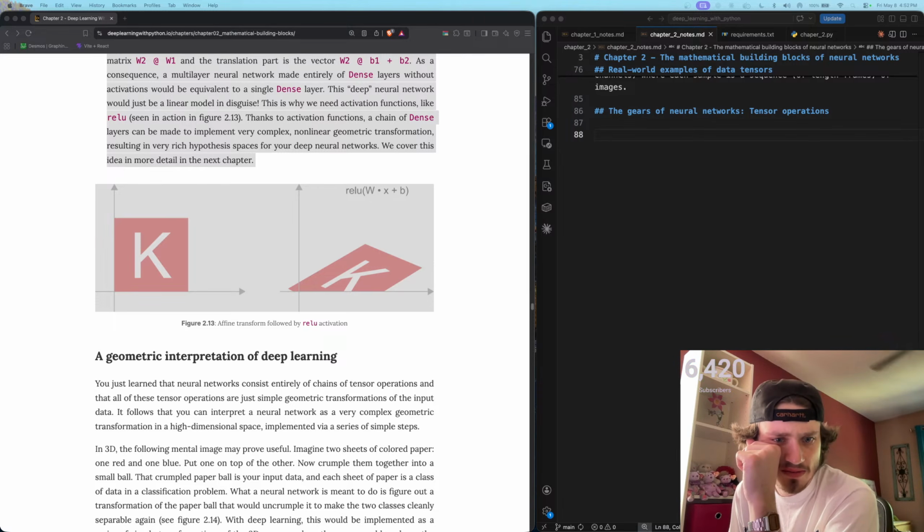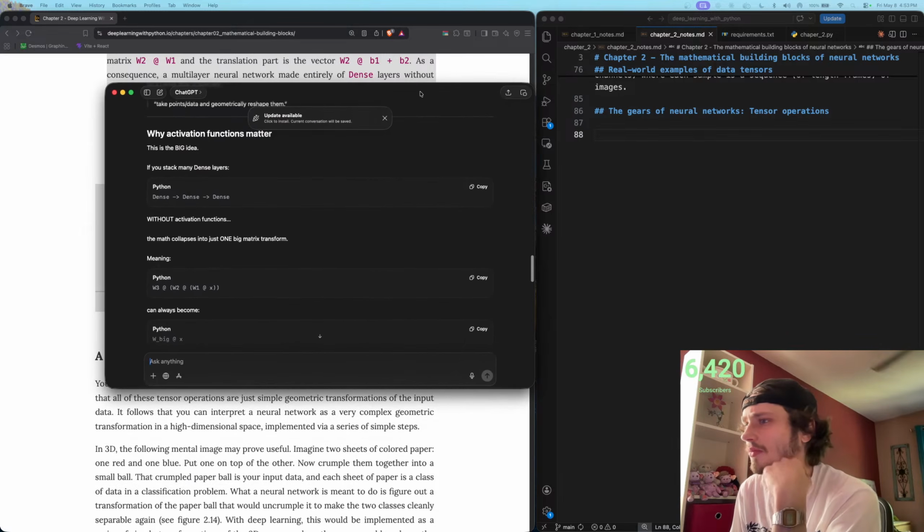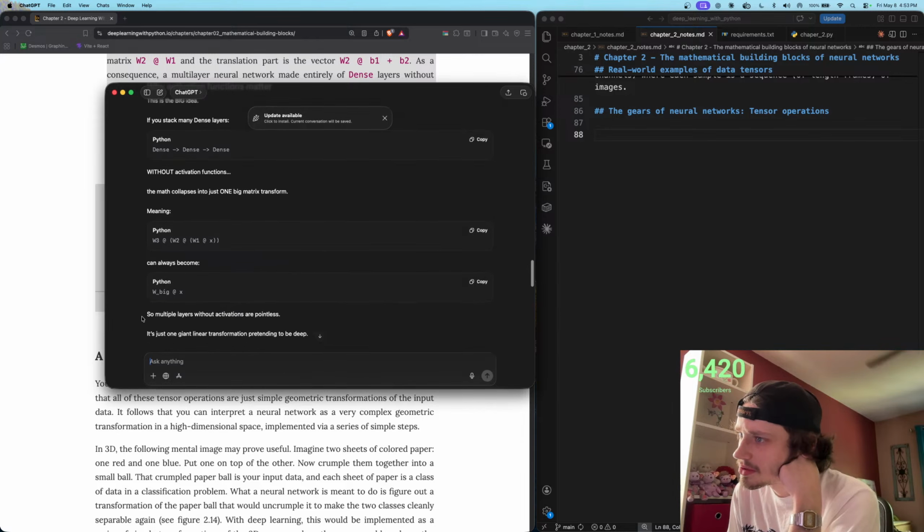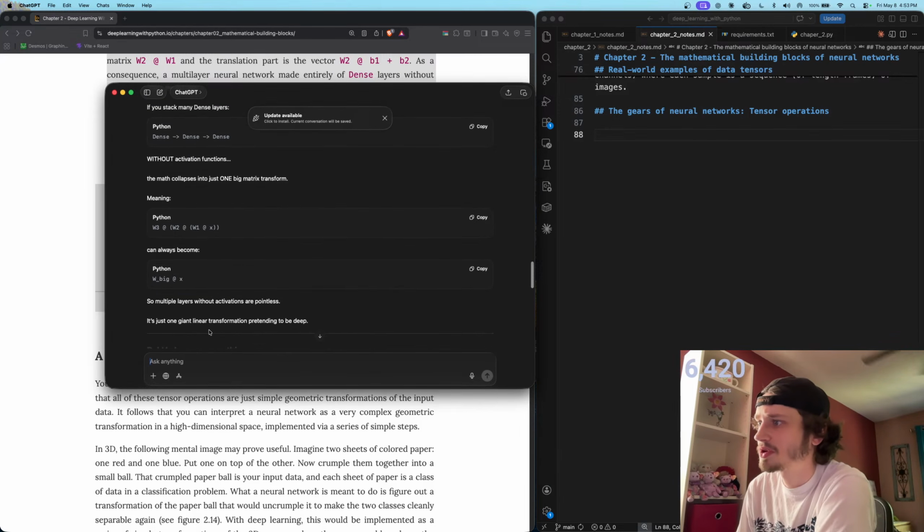Why activation functions matter. This is the big idea. If you stack many dense layers, dense, dense, dense, without activation functions, the math collapses into just one big matrix transform. Meaning, if we matrix multiply this matrix, which matrix multiplies against this matrix, which matrix multiplies against this matrix, it can always become W big @ x. So multiple layers without activations are pointless. It's just one giant linear transformation pretending to be deep.